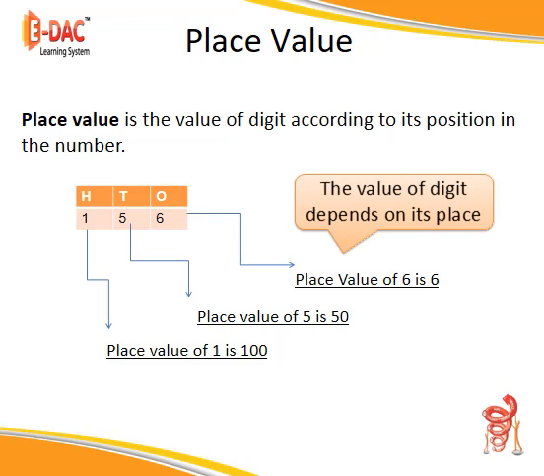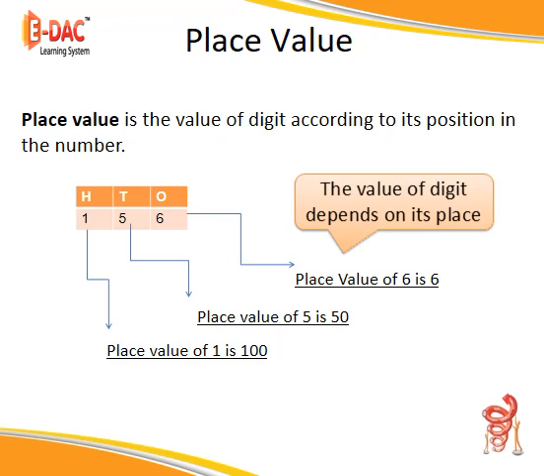Place value. Place value is the value of a digit according to its position in the number. Let's take an example of 156. 6 is in the place of ones, 5 is in the place of tens, and 1 is in the place of hundreds. So, the place value of 6 will be 6 only, because 6 is in the place of ones.